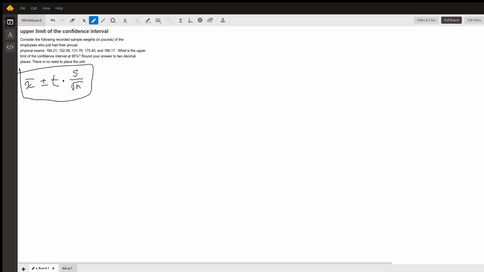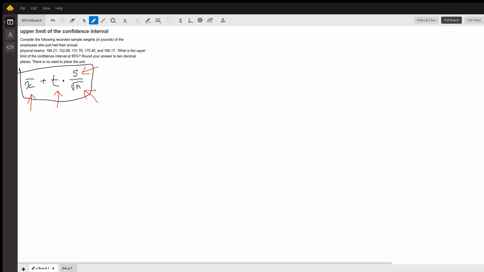And the question only asks for the upper bound, so we don't even need to worry about minus. We're just going to worry about plus. So we need 4 pieces of information. We need x bar, which is the sample mean. We need s, the sample standard deviation. We need n, which is the sample size. And we need this value of t, which is the critical value of t associated with our confidence level and our degrees of freedom. So let's start with n.